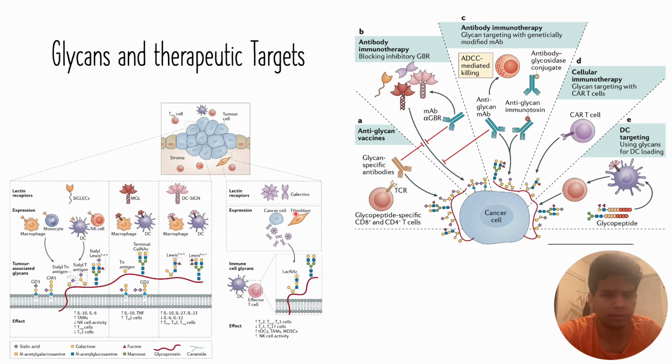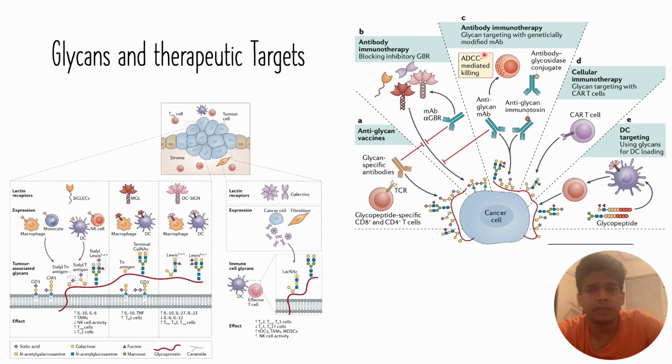As we have shown here, these galectins bind to the LacNAc of the immune cells and down regulate the function of the immune cells. So this can be prevented using this antibody immune therapy. In this way, we will block the glycan binding receptors on the immune cells. The next therapeutic approach is also an antibody immunotherapy.